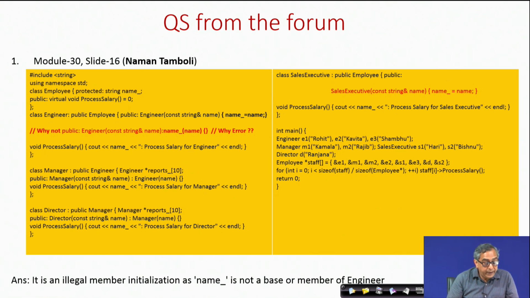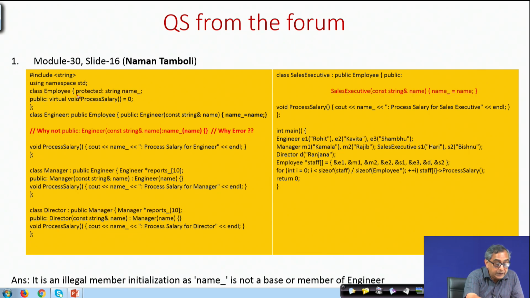Another question where you raise that why we cannot do this. Here there is a protected data member in the parent, and you have tried to do the initialization here, and that gives you an error, but if you do it in the body, it does not give you an error. The reason is simple: you can initialize the data members of your own class, you cannot initialize your parent's data members. That is the simple reason, it is an initialization.